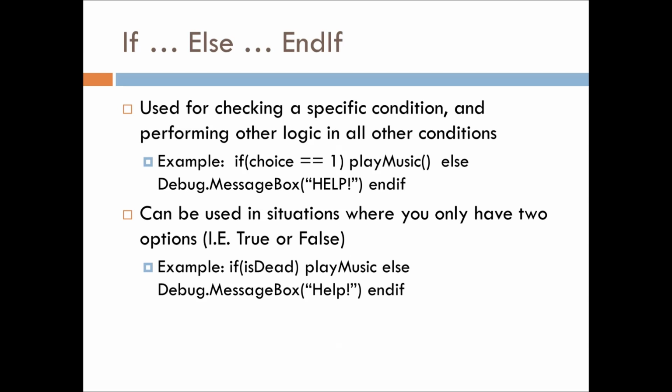Let's look at the if, else, and end if block real quick. It's used for checking a specific condition and performing other logic in all other conditions. So, an example of this. Let's say we have some choice logic going on, but we only care about one choice, and the rest of it will do something different. So, if our choice is 1, we want to play some music. I don't know why, but there's a function play music somewhere. And then every other time you want to have it spam to the player, help, I don't know what I'm doing.